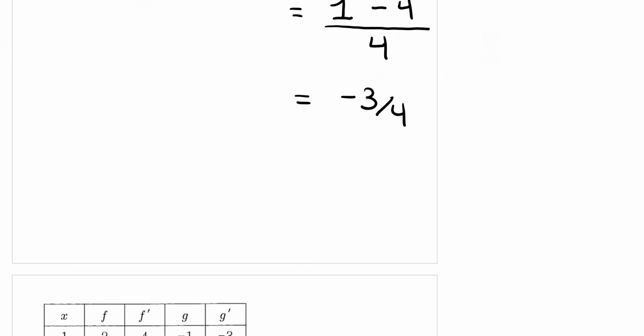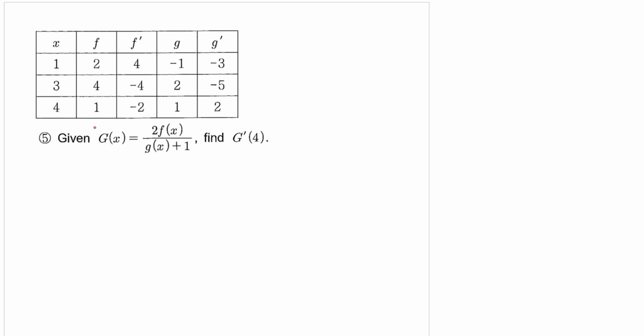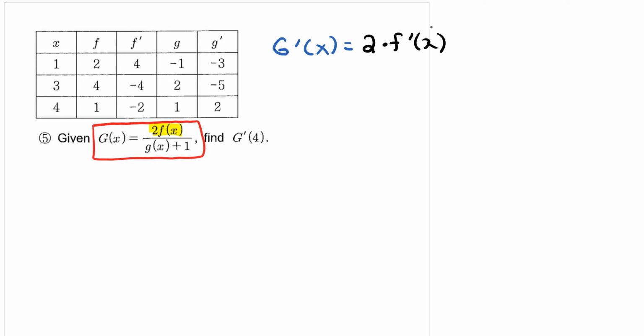Okay, let's go ahead and move on to the very last question of this homework video guide. So another table question here, and I'm given that g of x is down here. Okay, so let's go ahead and find the derivative. So I'll write that on the side here. So g prime of x equals 2. All right, so now I need the derivative of the top. So the derivative of the top is going to be 2 times f prime of x.